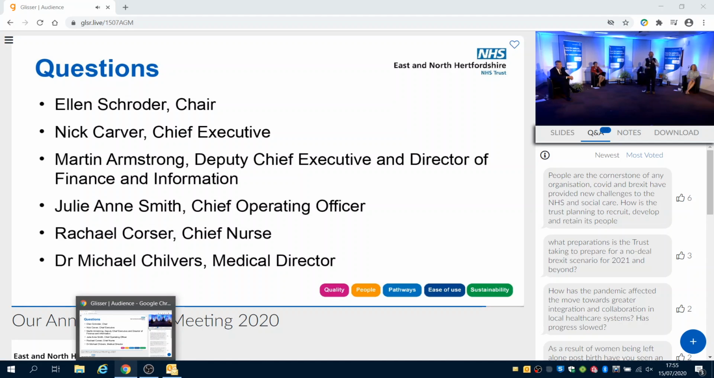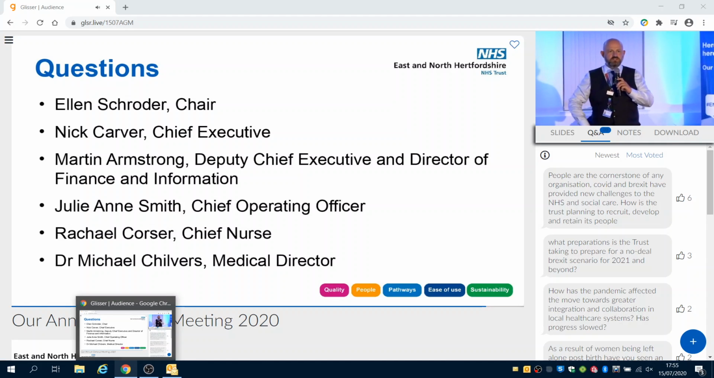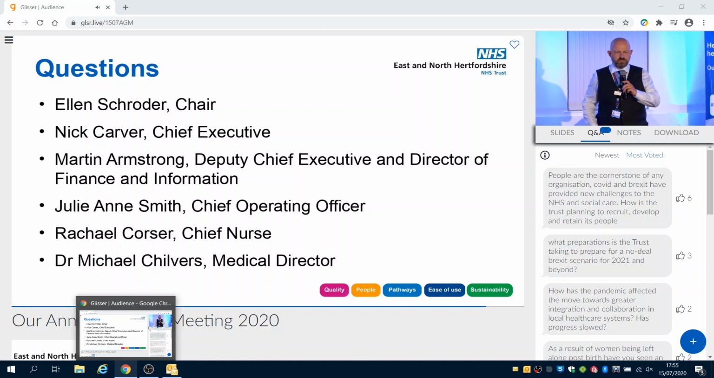So completely agree that people are the cornerstone of any organisation. The challenges of COVID and Brexit are important, I think, but it's also equally important to say that they highlight many of the existing challenges that we already had around the supply of healthcare professionals and the challenges of making the most of our workforce.